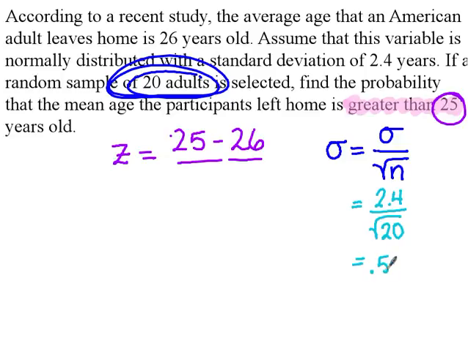0.5, 4, 3, 6, 7. So 5, 4, 3, 7? 5, 3, 6, 7. Okay. So that's going to be what I put here. Now divide it out, and let's go ahead and use that.